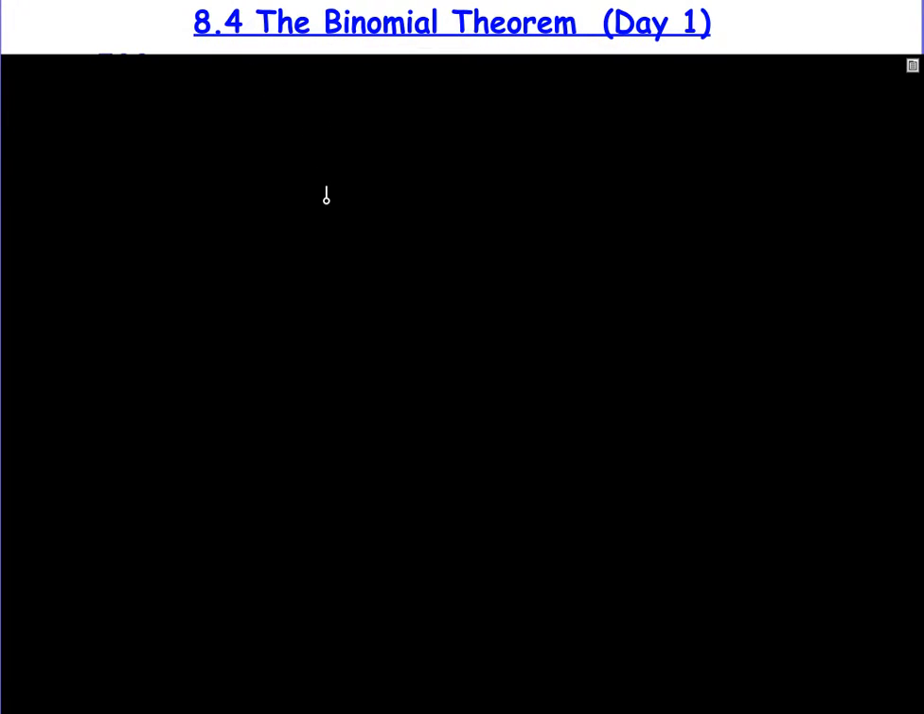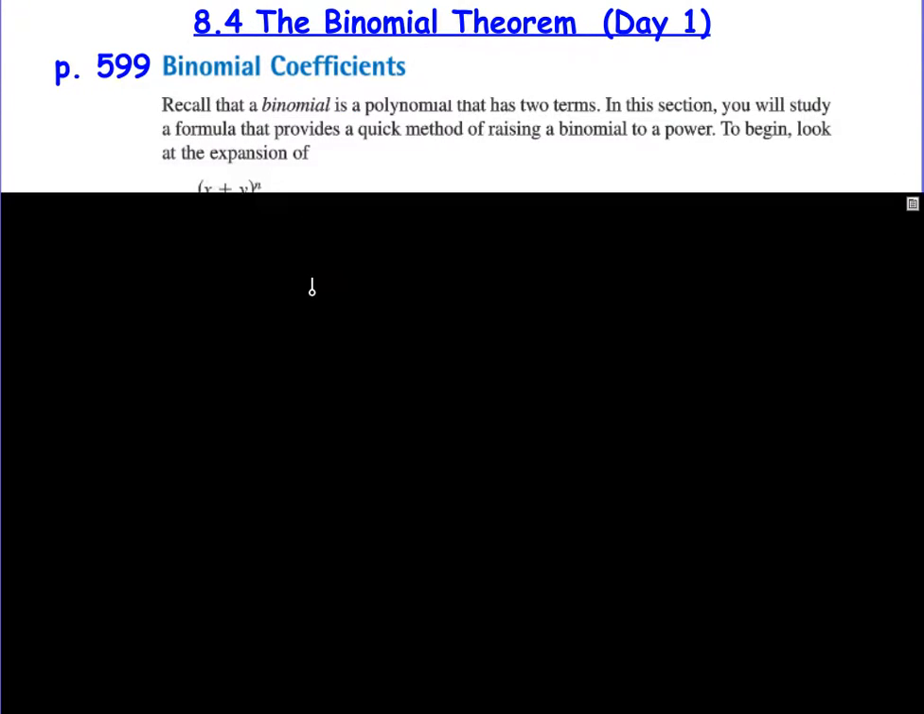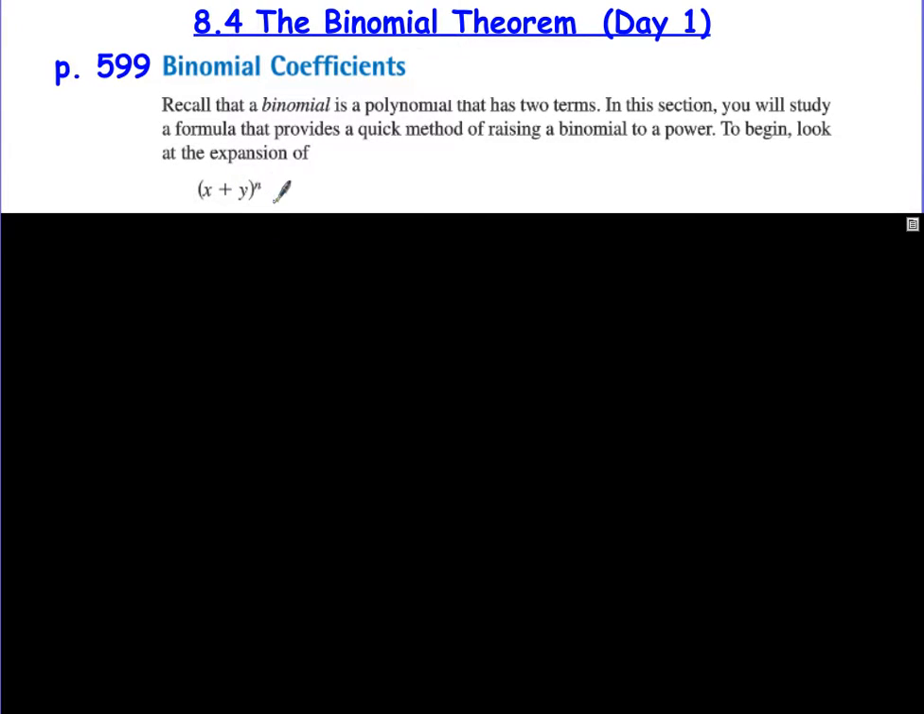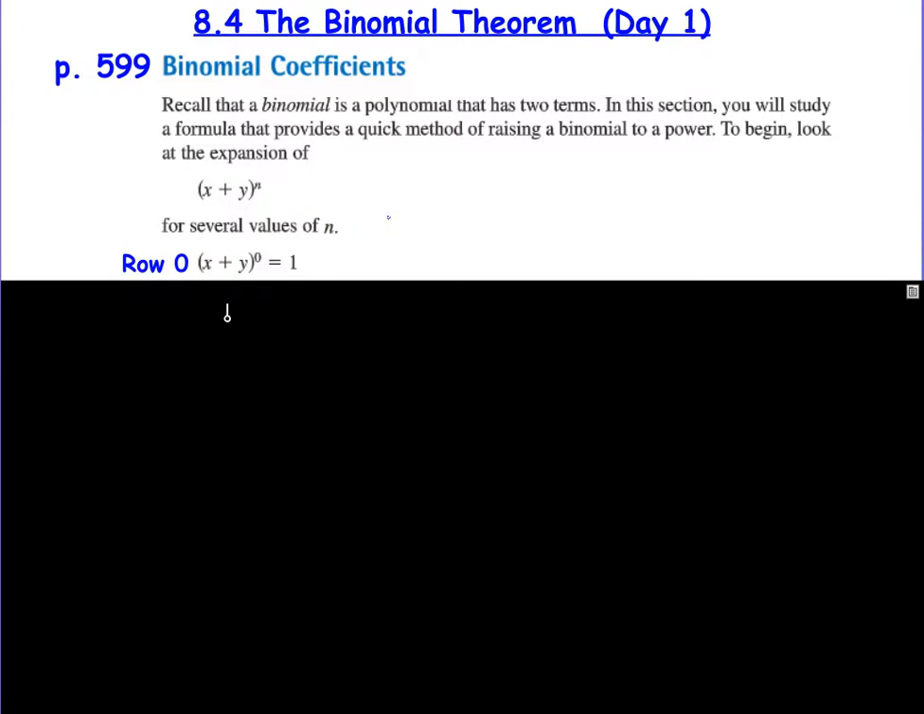All right, so we are looking at 8.4, the binomial theorem, day one, and we're going to start with binomial coefficients. Now, just remember that a binomial is a polynomial with two terms, and we want to look at an easy way to find the coefficients of each of those terms when we have to expand x plus y to a large exponent, or even to an exponent that's not that large. We can make our lives a whole lot simpler by using binomial coefficients. So just take a look at what we have here.